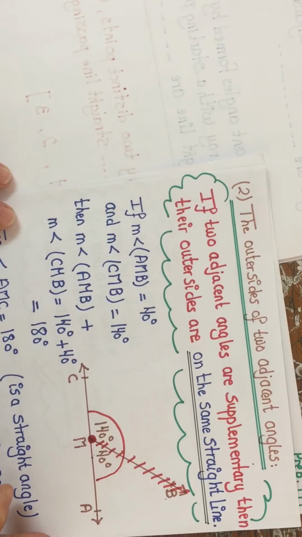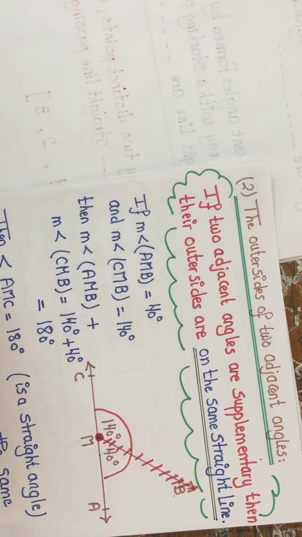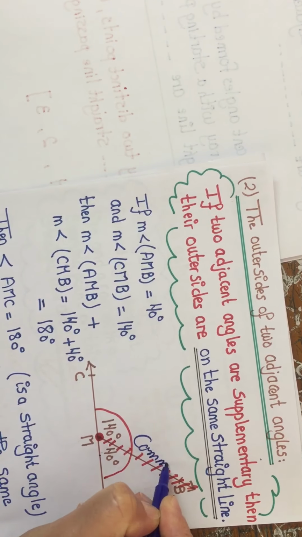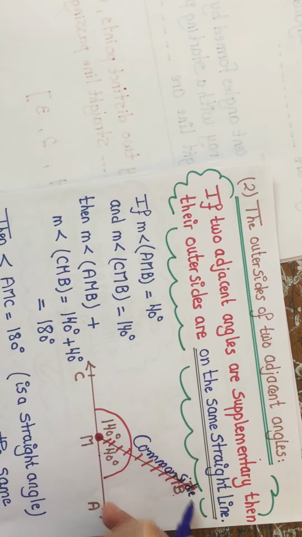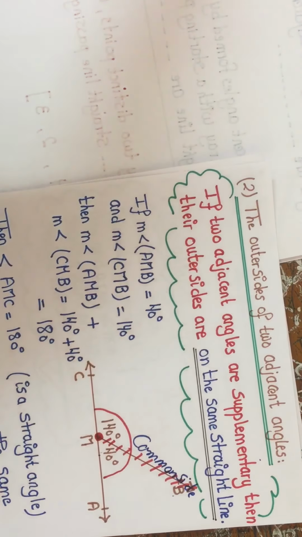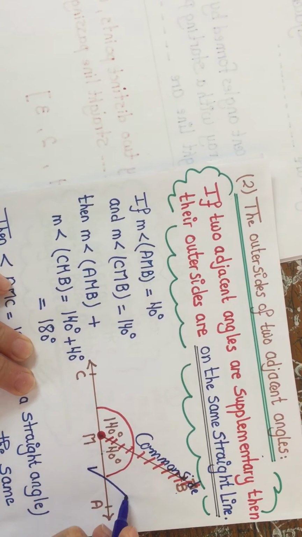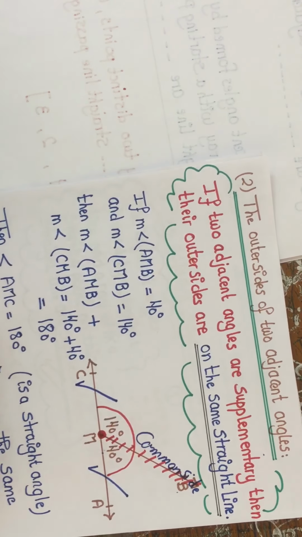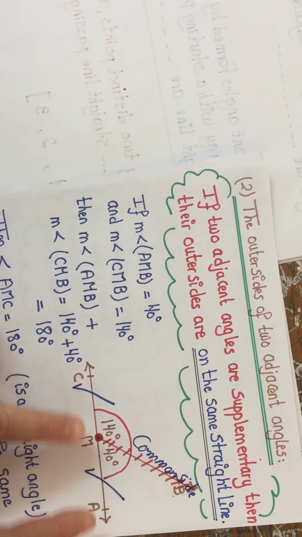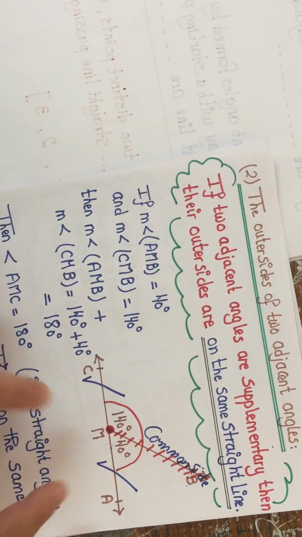I gave you this from the beginning. Then he is asking you, how about the outer sides? Where are my outer sides? This is the common side, we said. Where are the outer sides? Outer sides means the two sides that the common side lies between. So this is my outer side and this is my second outer side, okay? Which are called rays MA and MC. How about the outer sides here?